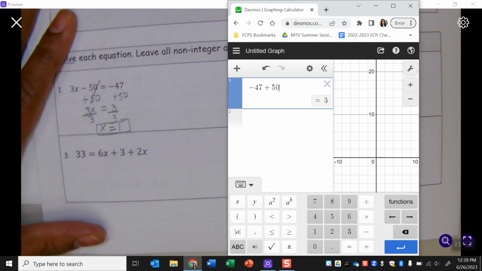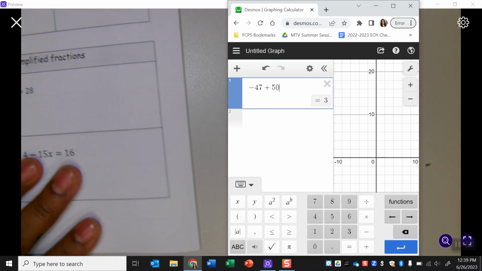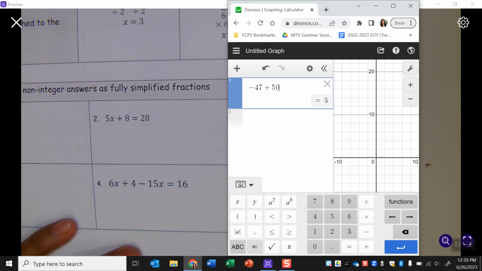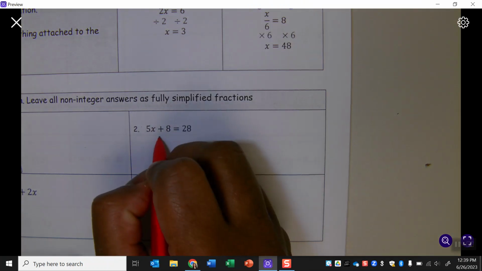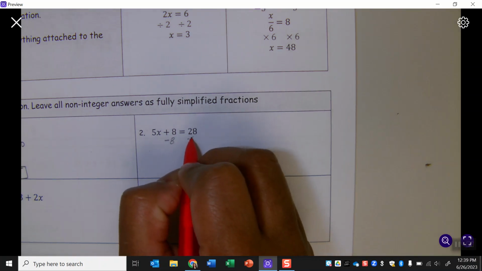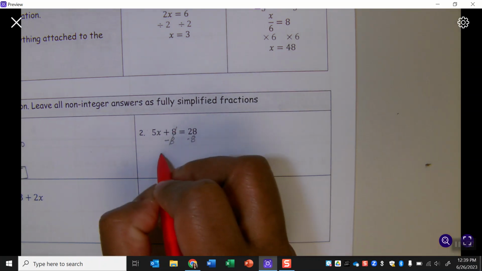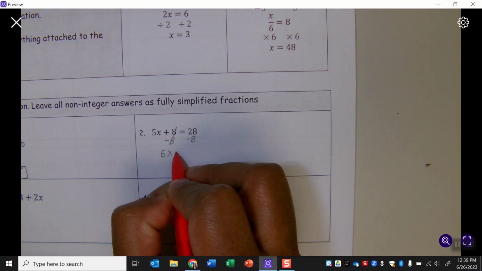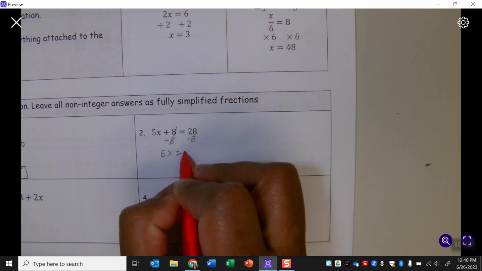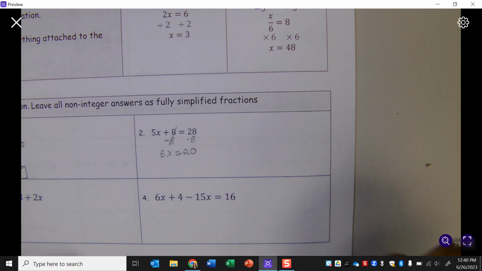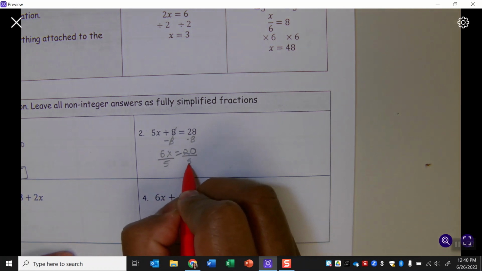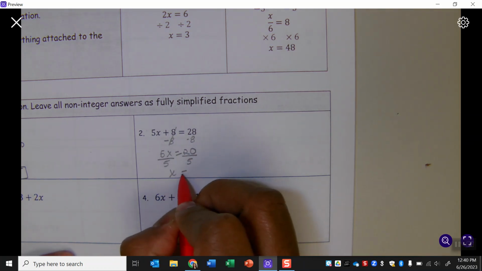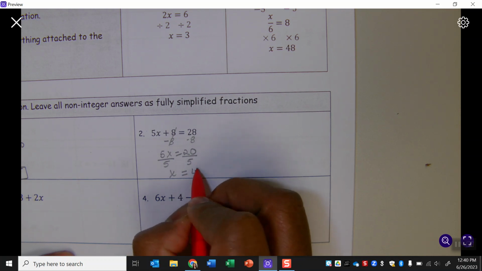Okay, let's go through a couple more examples. For number 2, I'm going to remove the 8, the constant, from both sides. That crosses out. So you have 5x equals 28 minus 8. I don't need Desmos for that. 20. Divide both sides by 5. So you have x equals 20 divided by 5, which is 4.